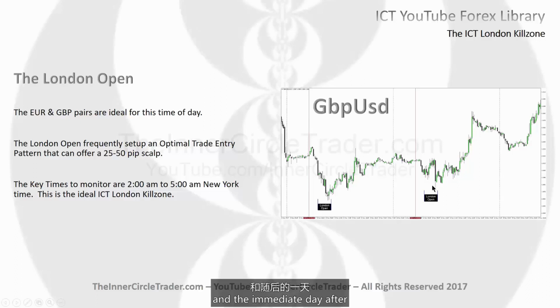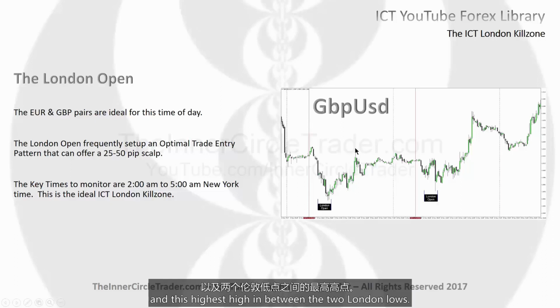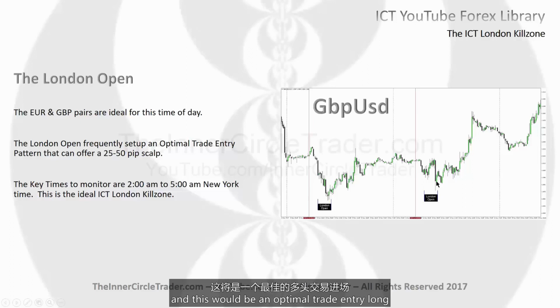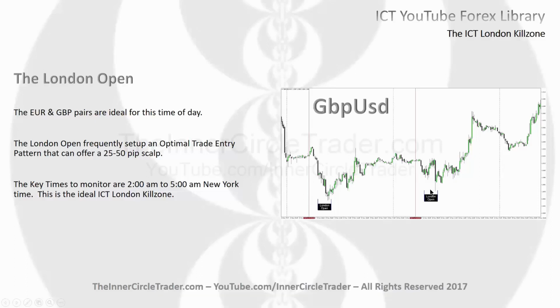Now, I want you to take a look at the relationship between one London Open low and the immediate day after London Open low. Okay, we have a range that's framed by the low here and this highest high in between the 2 London lows. This is your trading range right here. And this would be an optimal trade entry long using previous day's data to today's London setup.